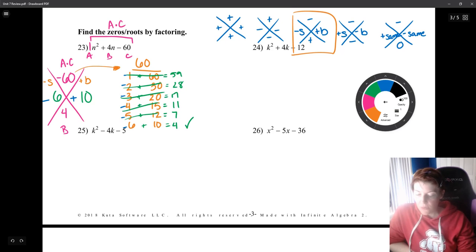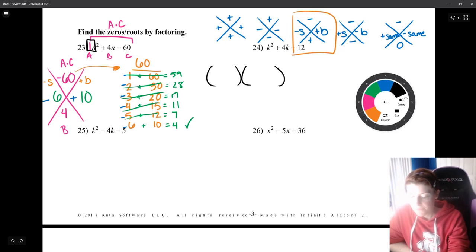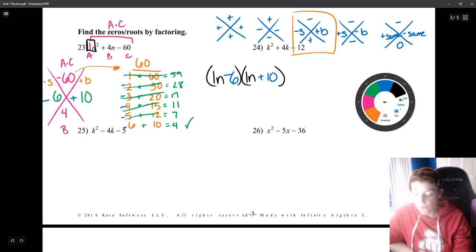The next thing you want to do is take your entire square term. That's the 1n. And you're going to write it twice. And you're going to use your side numbers, ours negative 6 and positive 10. So 1n minus 6 is one, 1n plus 10 is another.